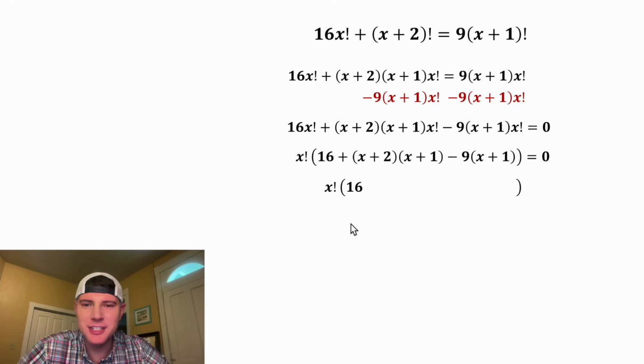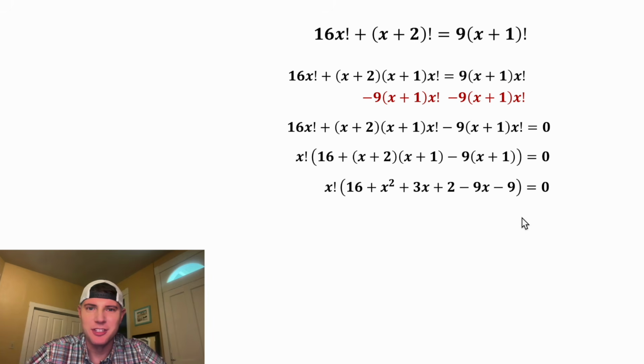Next, let's clean up inside of the parentheses. Let's copy down the 16, and then we can multiply this out. x times x is x squared. x times 1 is 1x. 2 times x is 2x. And 2 times 1 is equal to 2. And we can clean this up a little bit. 1x plus 2x is equal to 3x. And then for this last thing, the negative 9 times the x is negative 9x, and negative 9 times 1 is negative 9. And this is all still equal to 0. After we combine all the terms inside of the parentheses, we end up with x squared minus 6x plus 9.